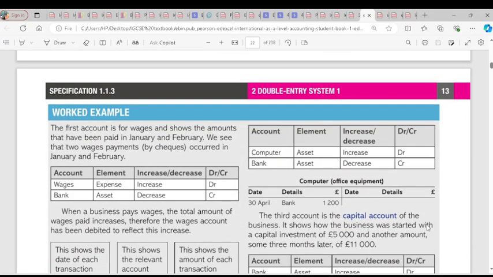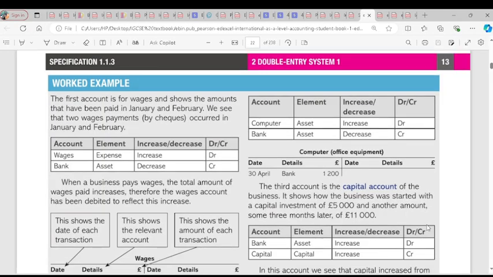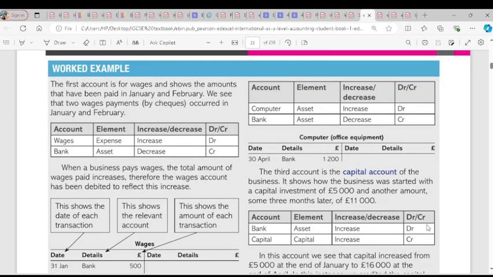So the same goes for all these accounts. Look at computer and bank. Computer was purchased. Work the example, page 13. Computer was purchased by bank through cheque. So the asset of bank has reduced because bank paid. Then the asset of computer has increased because it received. Do you get it?